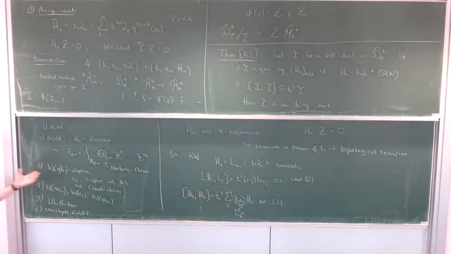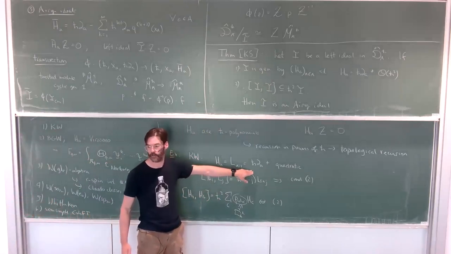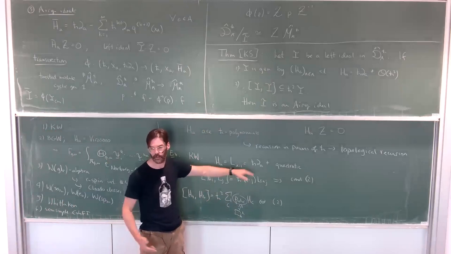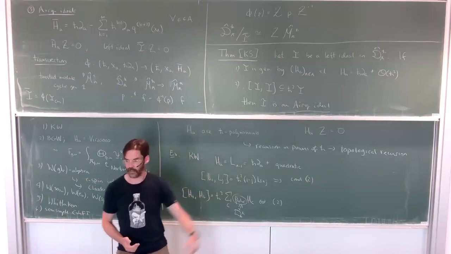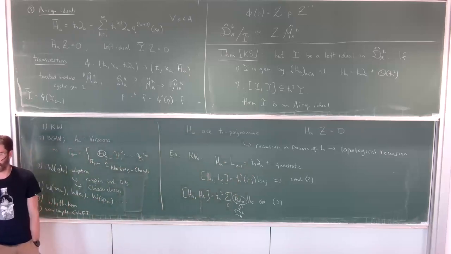Kontsevich is exactly the example to keep in mind. That's exactly how you construct all intersection numbers from the theoretical constraint. You just have a quadratic differential operator acting on Z, and you can solve recursively, and that gives you the standard recursion.